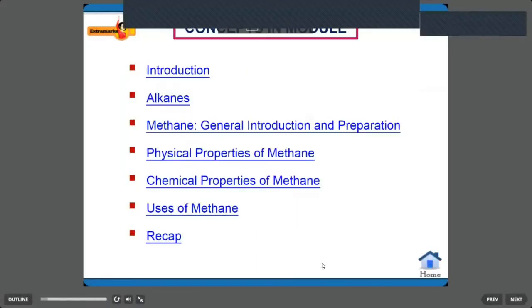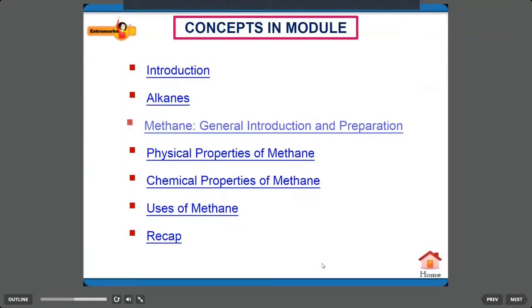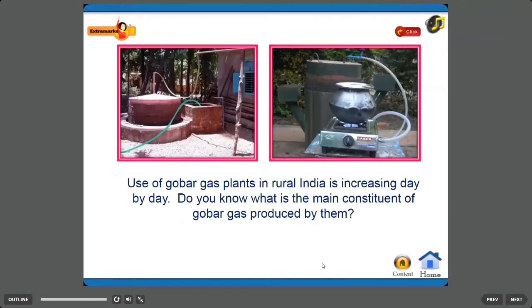In this module, first we will study about the alkanes. Then we will study general introduction, preparation, physical properties, chemical properties, and uses of methane. Use of gobar gas plants in rural India is increasing day by day. Do you know what is the main constituent of gobar gas produced by them? It is methane, a hydrocarbon.